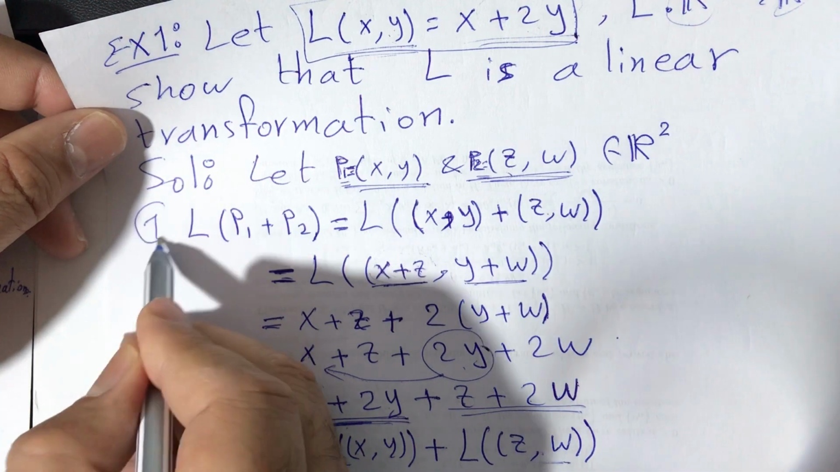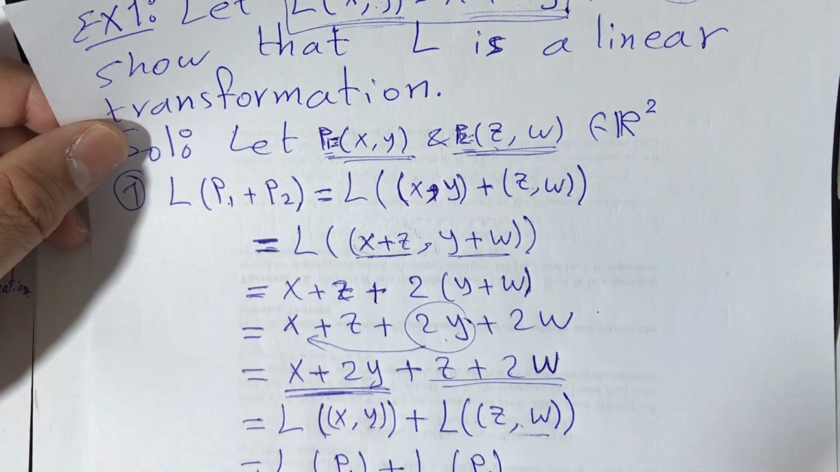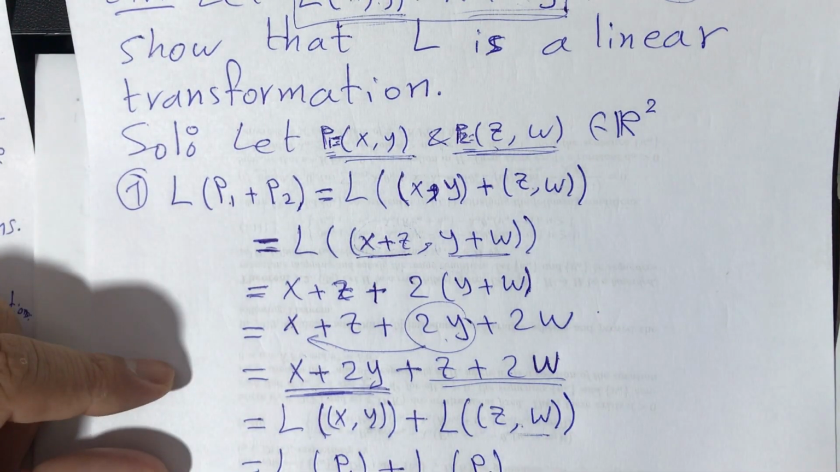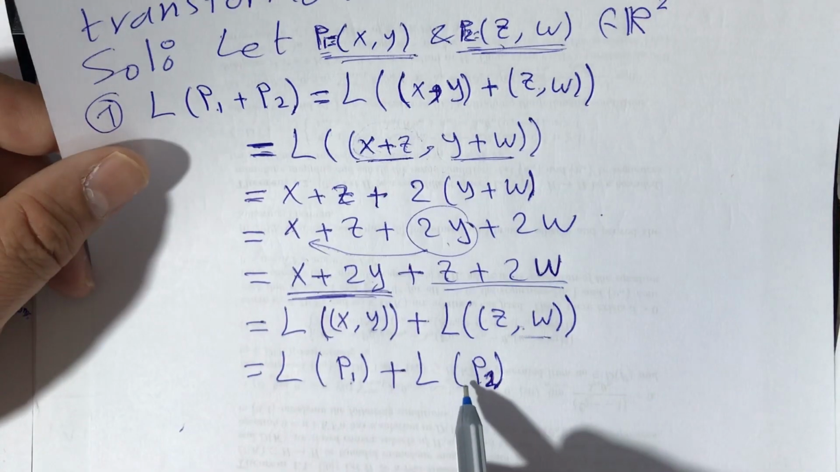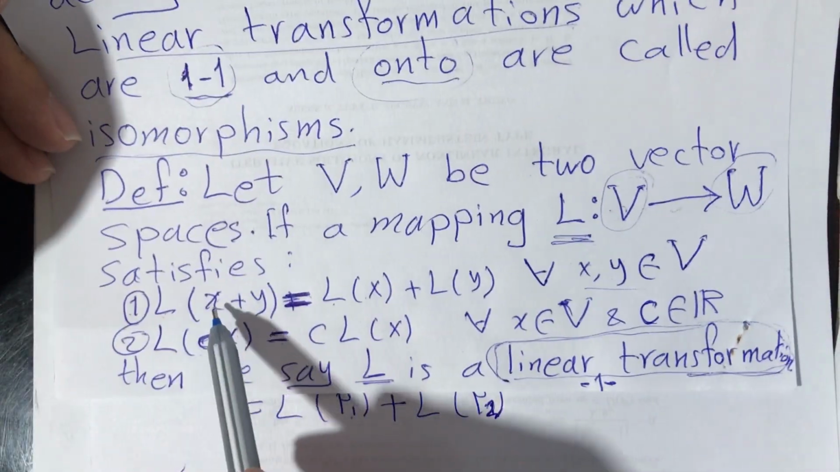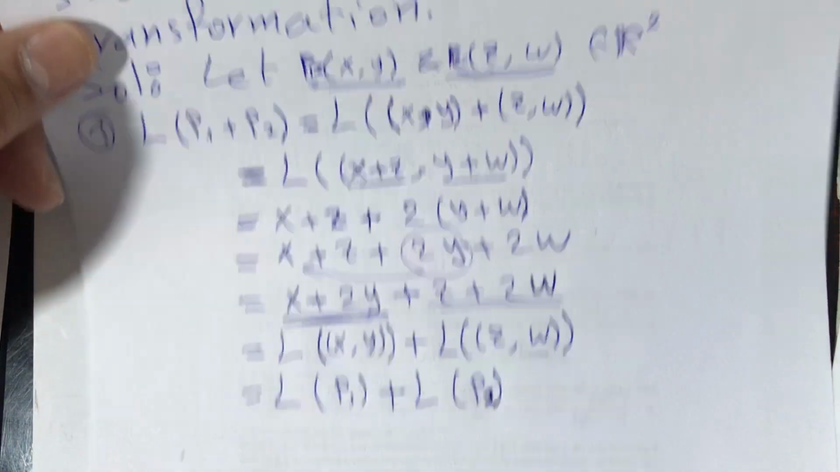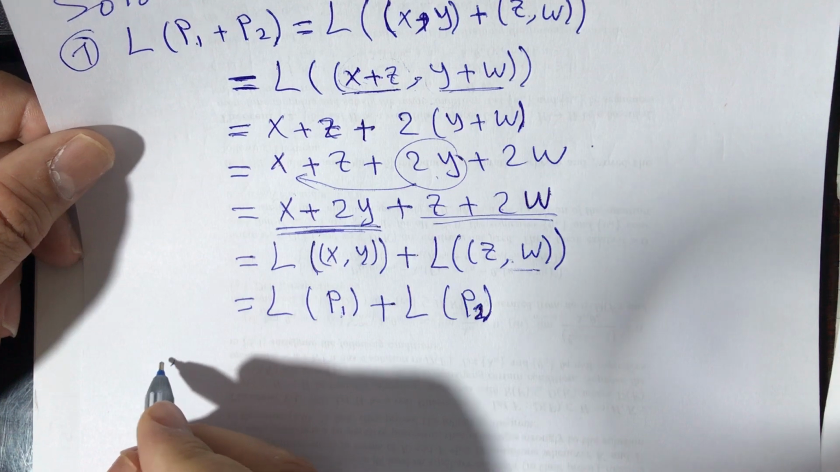This is the first condition: L of P1 plus P2 is equal to L of P1 plus L of P2. Sorry, this is P2. And this is from the definition: L of x plus y is equal to L of x plus L of y. Now, second condition.